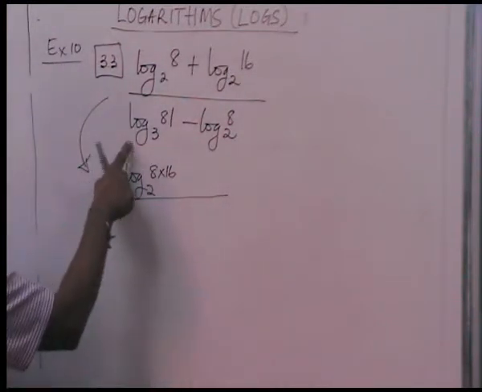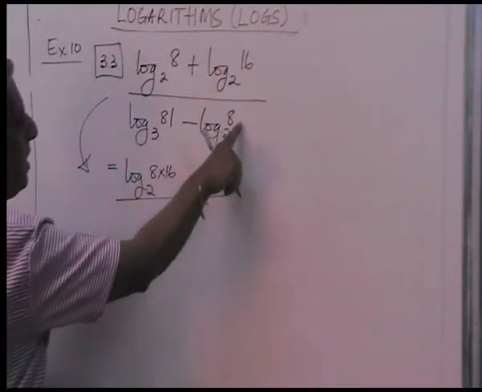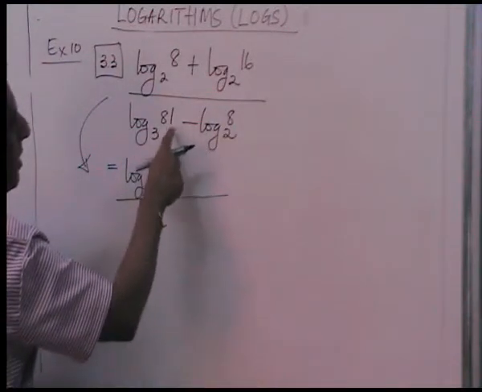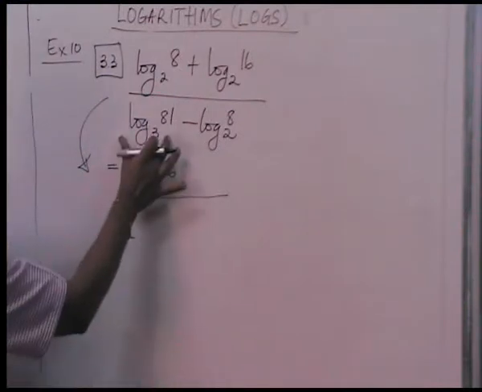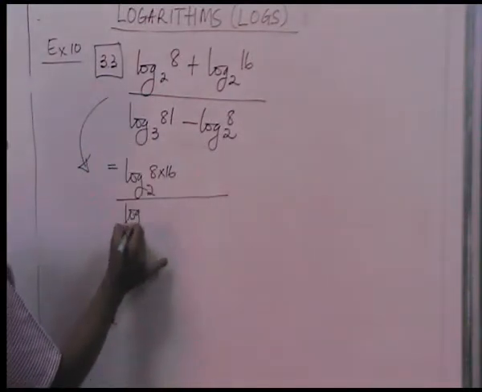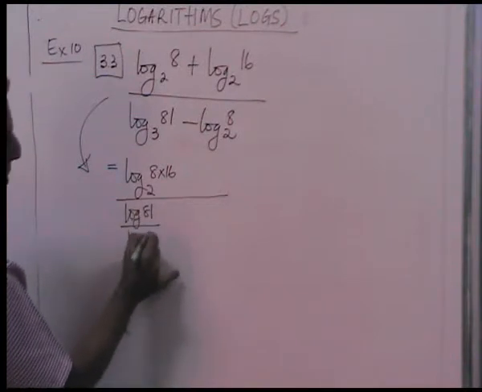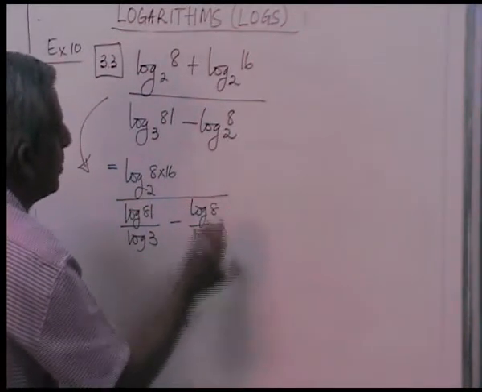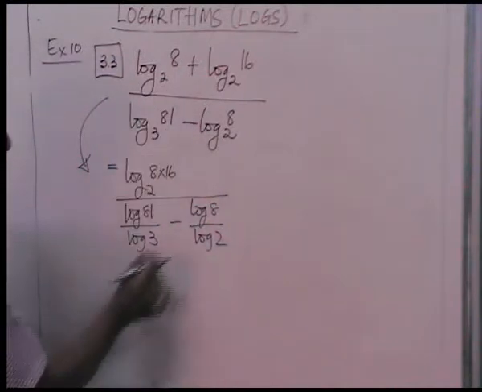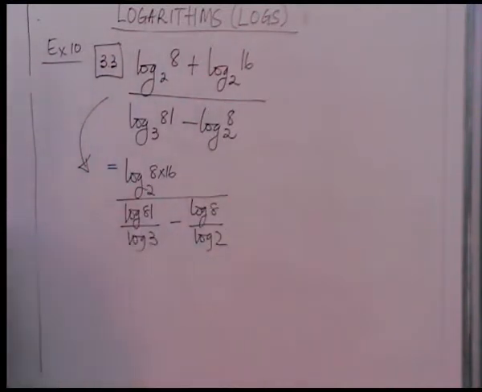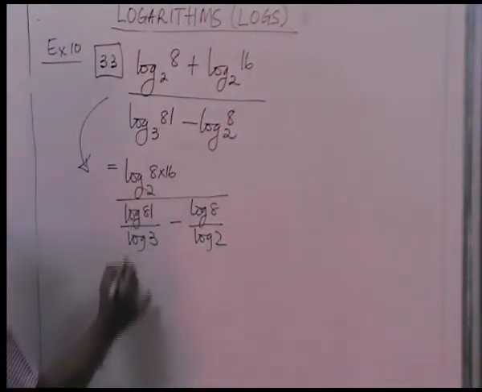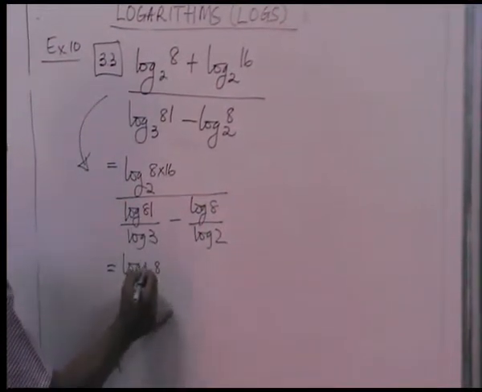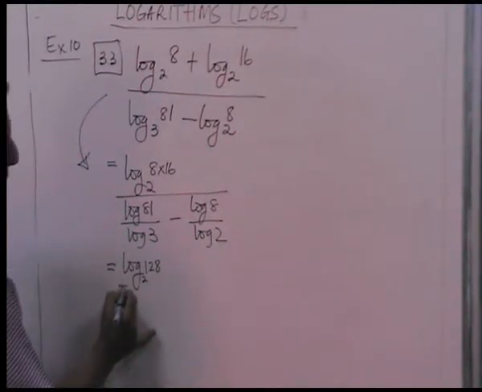Now down here, I cannot use the rule a minus b because the bases are different, so I have to do each one separately. So what I'll do, I'll change base here. I'll make it log 81 over log 3 minus log 8 over log 2. Because if I change the base here and there, I'll get those answers and I can subtract them. So the numerator becomes log of 128 to the base 2, all over.